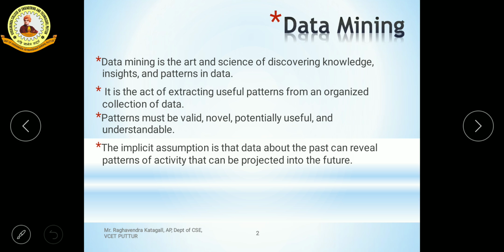The patterns must be valid, novel, potentially useful and also understandable. Novel means not yet discovered. The implicit assumption is that data about the past can reveal patterns of activity that can be projected into the future. So these patterns will help us to predict our future. That is why we are going for data mining.